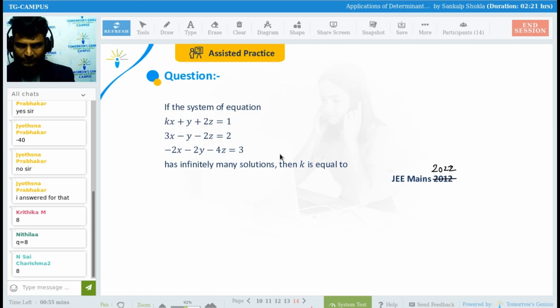What is the value of k? K is 0. I don't know. You have to solve it. I'll be solving it. But first you have to solve. No, k is equals to 0 is not an answer.